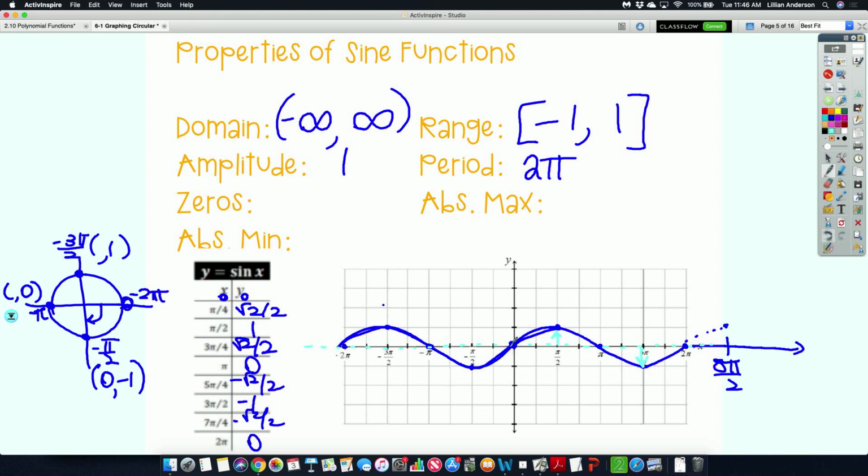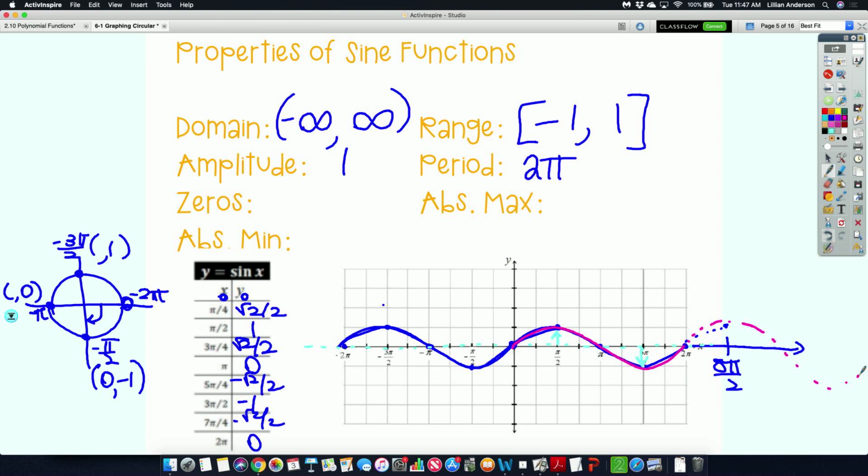So from 0 to 2 pi is one complete cycle. After 2 pi, it starts to repeat the same pattern. Okay? Questions on those two vocabulary words? The period will not always be 2 pi. If it's stretched or shrunk, that is going to change as well.